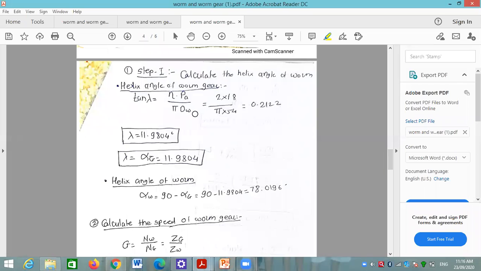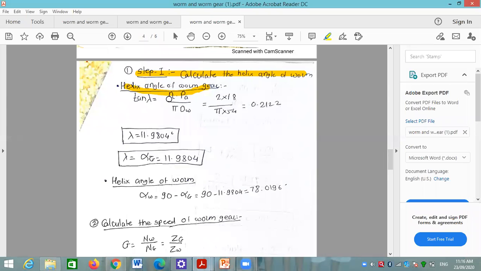First step is to calculate the helix angle of the worm. We have to calculate the helix angle for the worm. We have a formula that tan of lambda is equal to n into PA divided by pi into dw.